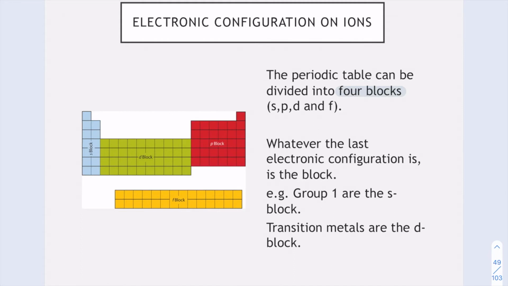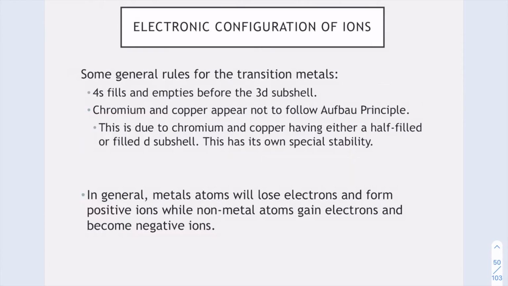So for example, your group 1 elements all end in s1, which means they are going to be S block elements. So it's that last electronic configuration. Whatever the last one that you write is going to tell you if it's an S, P, D or F block element.